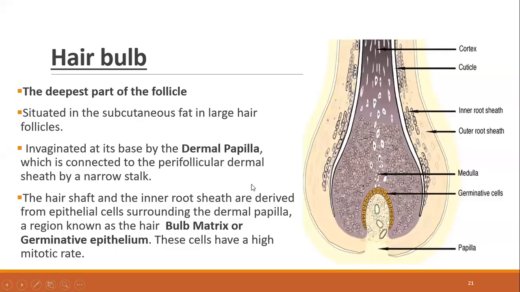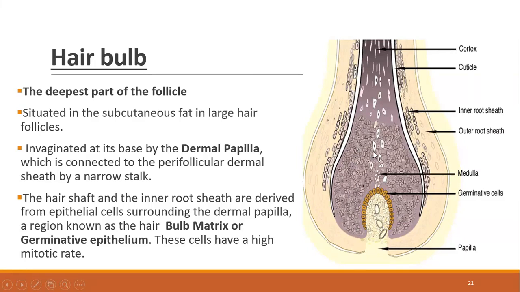Now comes the hair bulb. The hair bulb is the deepest part of the follicle. This is the hair bulb, situated in the subcutaneous fat in large hair follicles. This is the invagination at the base of the bulb, and this is called the dermal papilla, which is connected to the perifollicular dermal sheath by a narrow stalk. Dermal papilla is connected to the perifollicular sheath by this stalk.